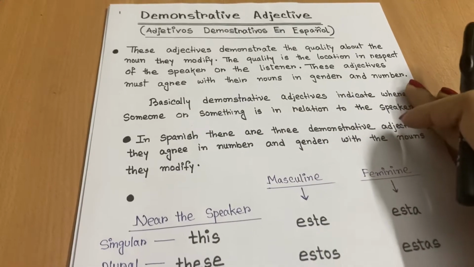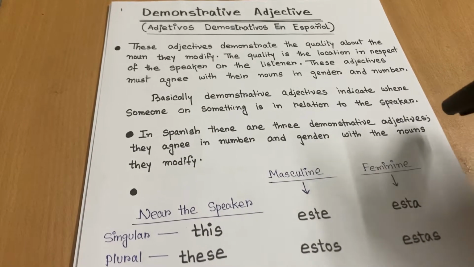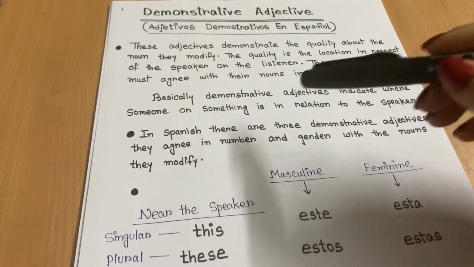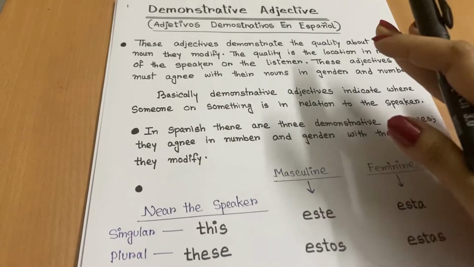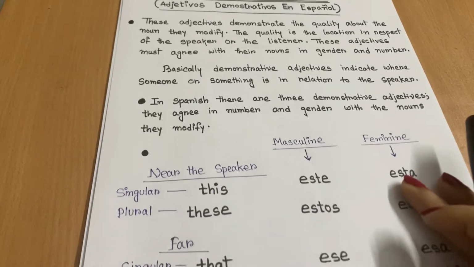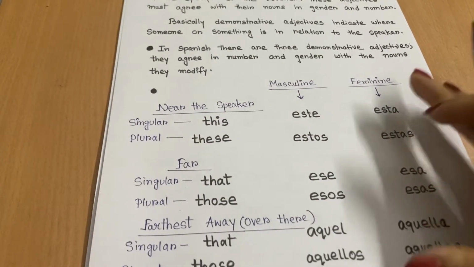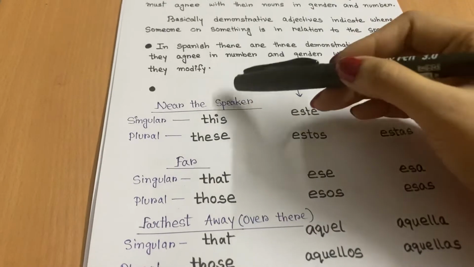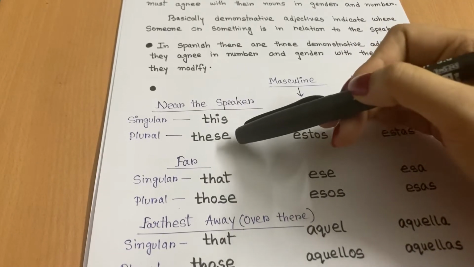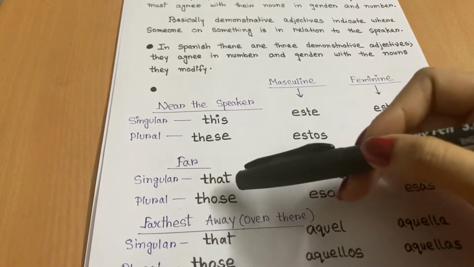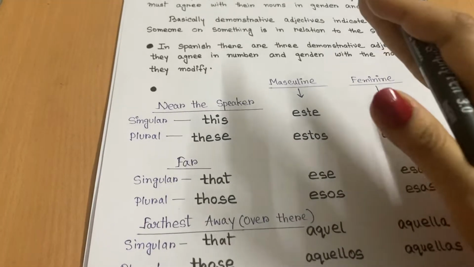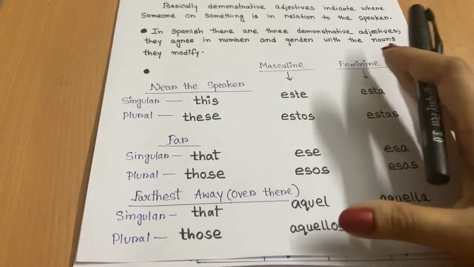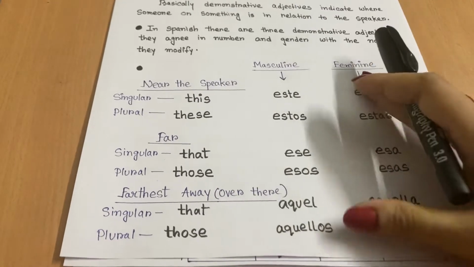In Spanish, there are 3 demonstrative adjectives. They agree in number and gender with the noun they modify. As we know, in English we have 4 words for demonstrative adjectives: this and these, that and those. Only these 4. But in Spanish, we have a few more words.